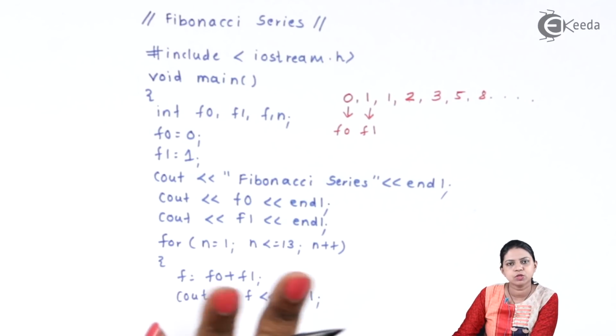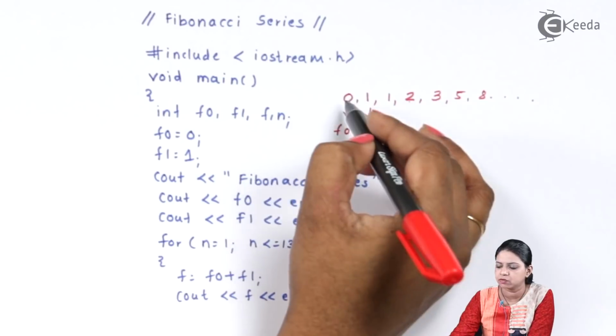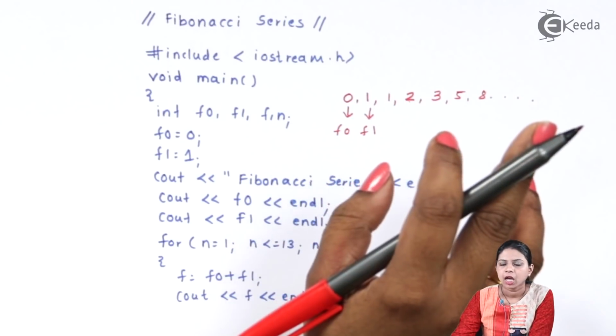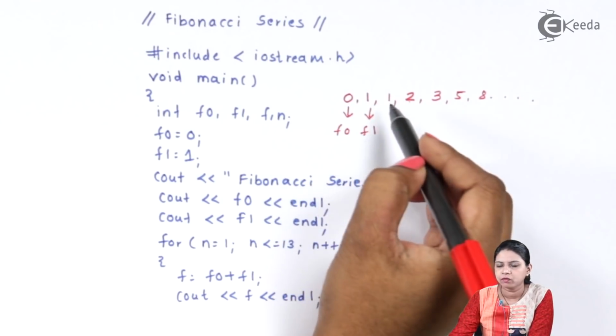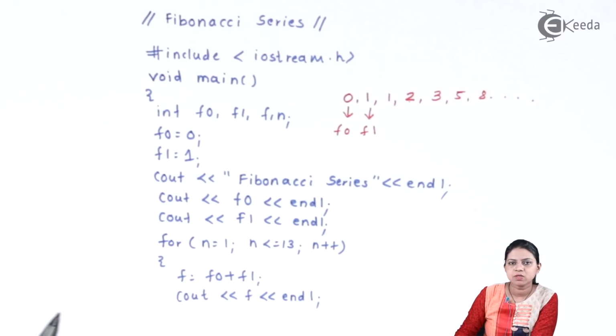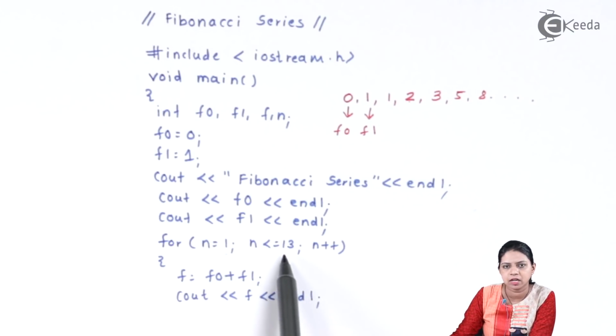Why 13 only? Because the first two terms I have already got, you can say they are 0 and 1. So how many terms are left? Now 13 terms are left. So that's why n is equal to 1 and n is less than or equal to 13. And every time you will be incrementing the value of n by 1.